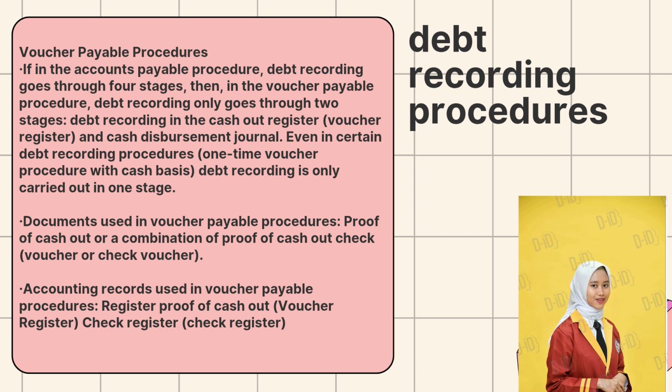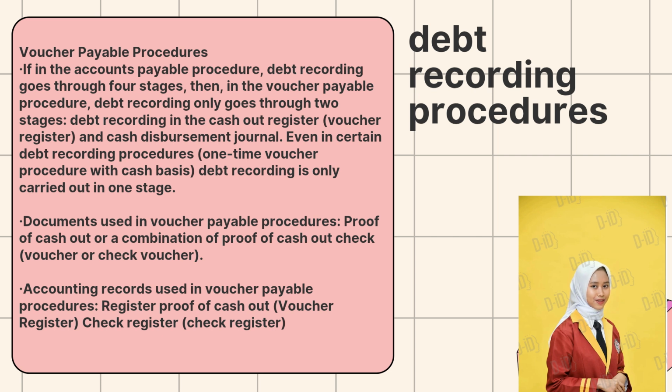Debt recording procedures. Voucher payable procedures. If in the accounts payable procedure, debt recording goes through 4 stages, then, in the voucher payable procedure, debt recording only goes through 2 stages: debt recording in the cash out register, voucher register, and cash disbursement journal. Even in certain debt recording procedures, one-time voucher procedure with cash basis, debt recording is only carried out in 1 stage.